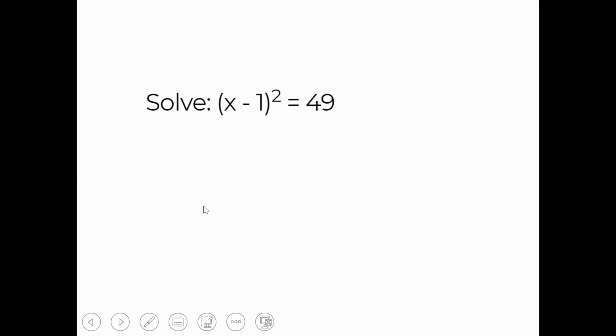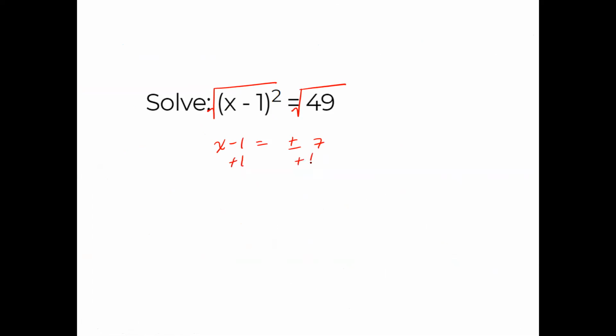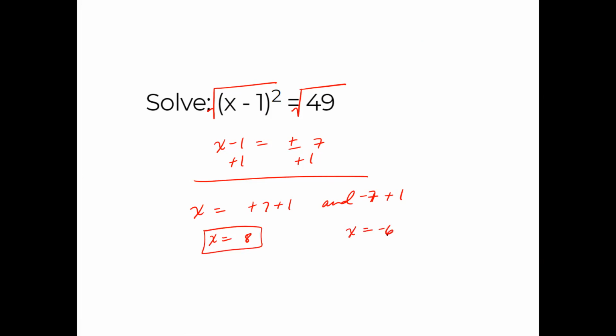All right, so here you have x minus 1 squared equals 49. Okay, so the first thing that you're going to do is you're going to get rid of the square root. When you do that, x minus 1 equals plus or minus 7. So you have two different answers. Next, you're going to add 1 on both sides. So you have x is equal to positive 7 plus 1 and negative 7 plus 1. So your first answer is going to be an 8, and your second answer is a negative 6. And that is your answer for this.